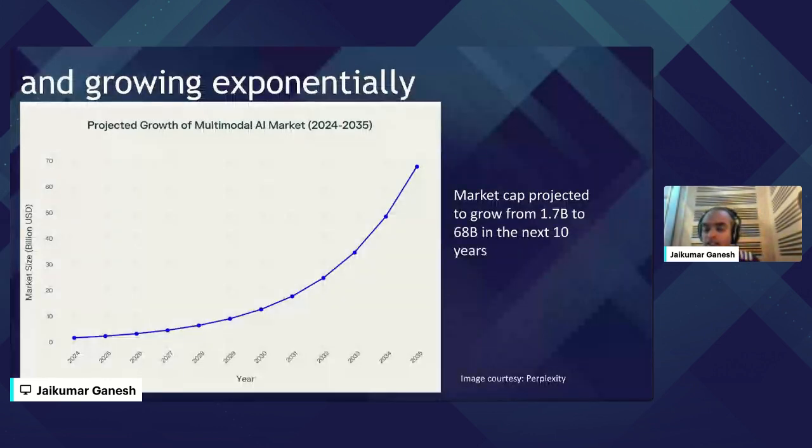And the market size is also growing exponentially. This is an image from Perplexity, which says that the market will grow from 1.7 billion to 68 billion in the next 10 years.